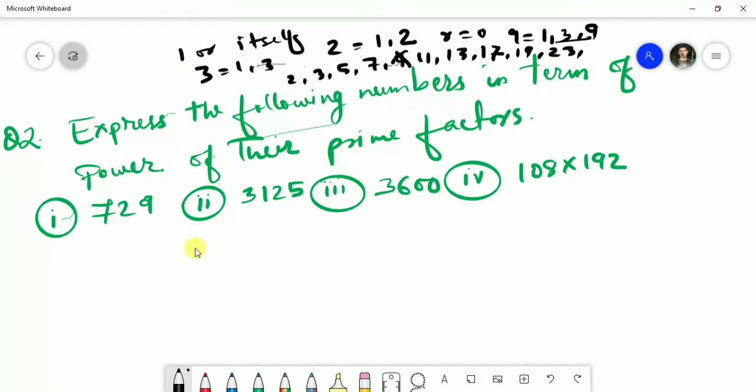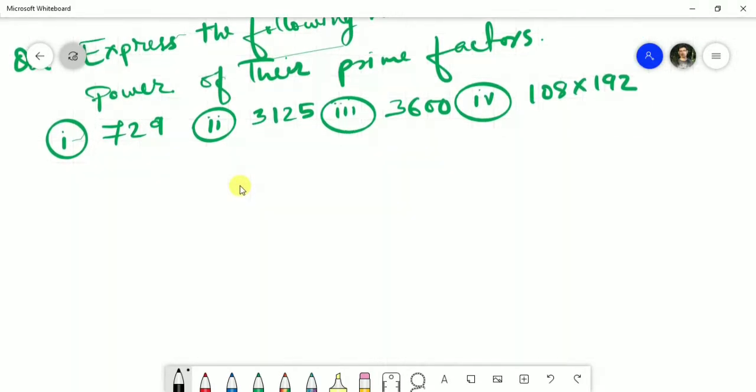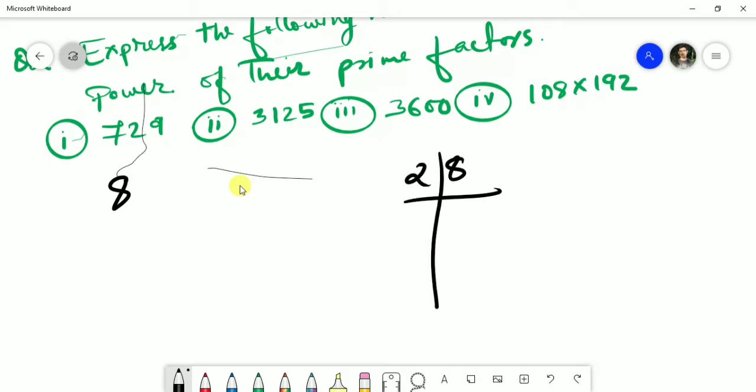Okay, so now we'll try to solve this one. Express the following in terms of power. So we have to solve it as a power. For example, if I give you the question 8, we have to express it as a power with the help of prime factorization. So we will do the prime factorization. We know that the smallest prime number is 2, so if you divide 8 by 2, 2 4s are 8.